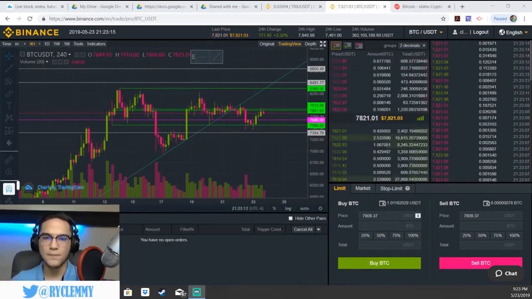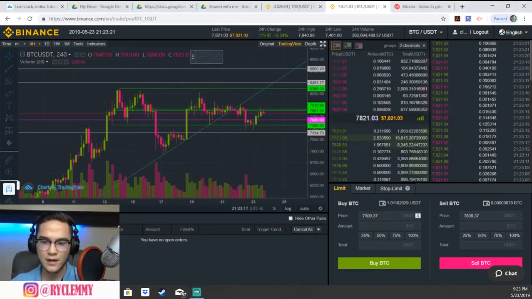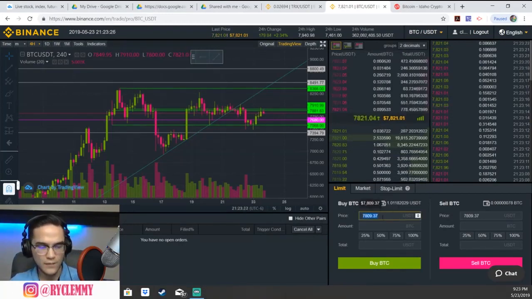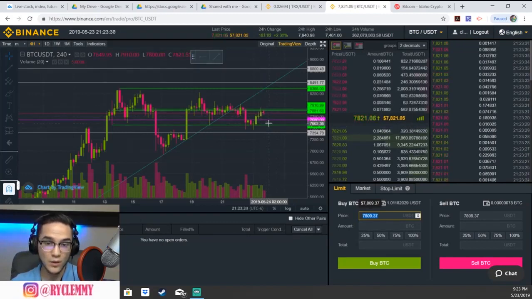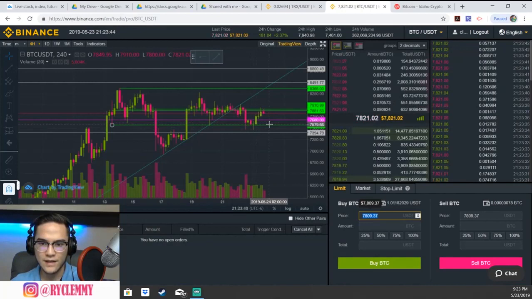So for example, a limit order is basically just saying whatever price you put in here. Let's say you were going to buy Bitcoin. Right now you can see that the current market price is $7,821, and we're sitting right about here. But let's say you wanted to buy Bitcoin at a lower price. You think that Bitcoin might come back down to this region, which is around 7,600.